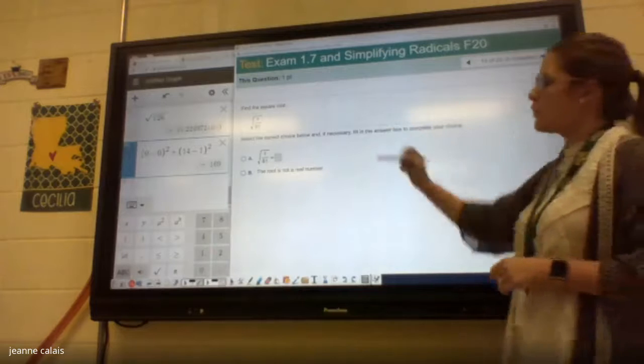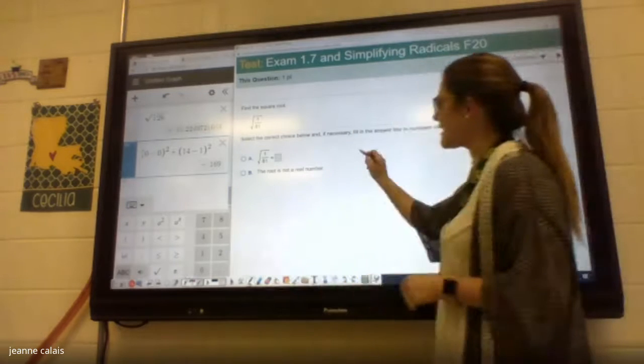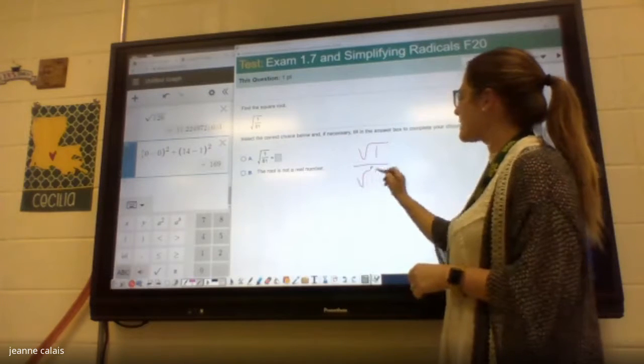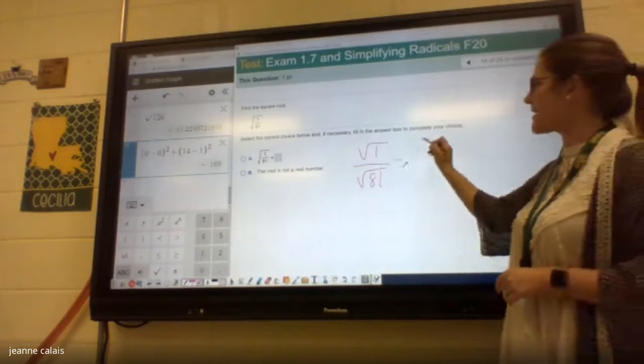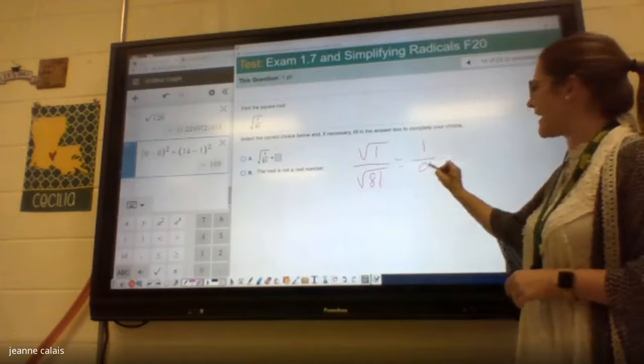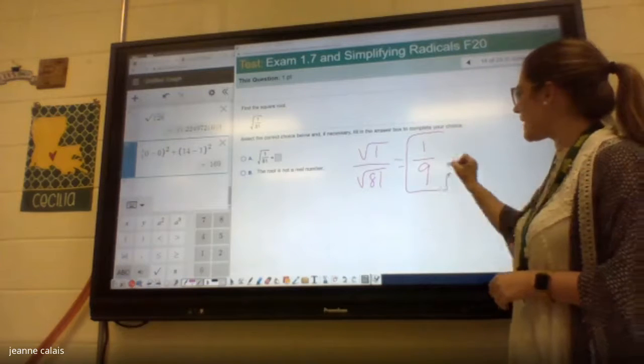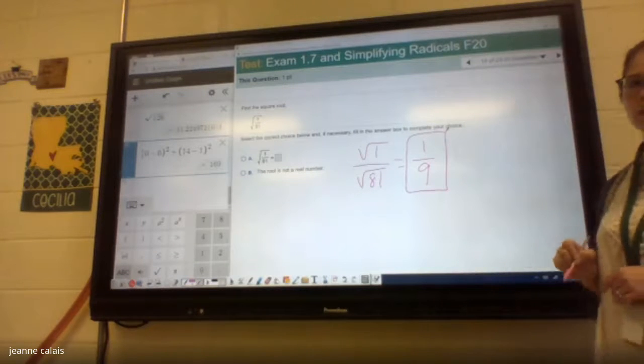All right. When you have a fraction, you want to separate it into two separate problems, okay? Square root of 1 is 1. Square root of 81 is 9. This would be what you enter in the computer, okay?